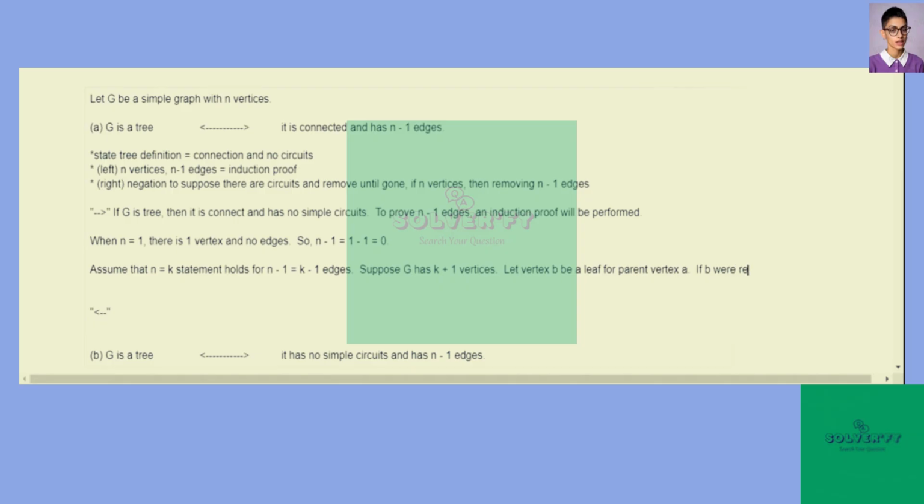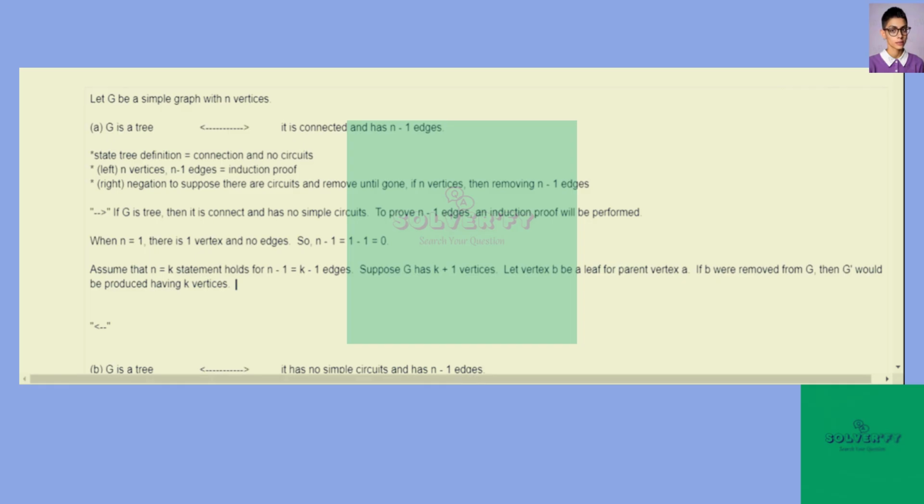So if B were removed from G, then G prime would be produced, having k vertices. G prime would still hold connection with no circuits. Then G prime would have k minus 1 edges. Thus, G is a tree if it is connected with n minus 1 edges. And the first part of that is completely done.